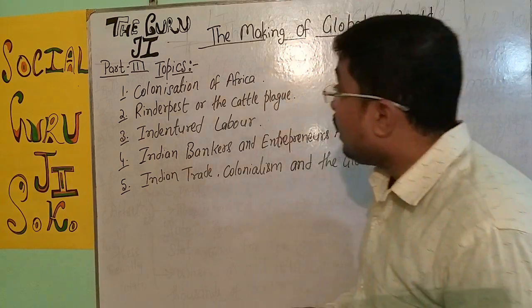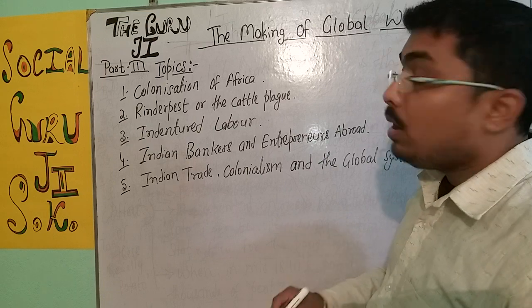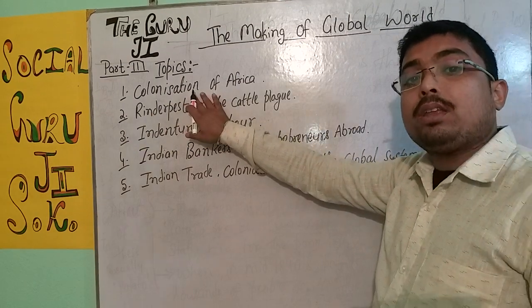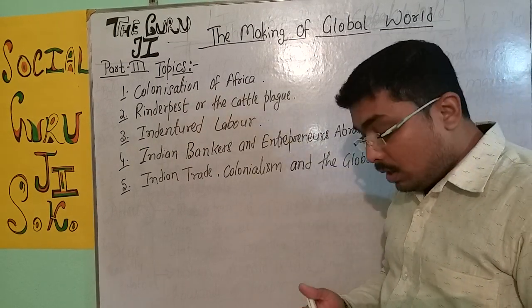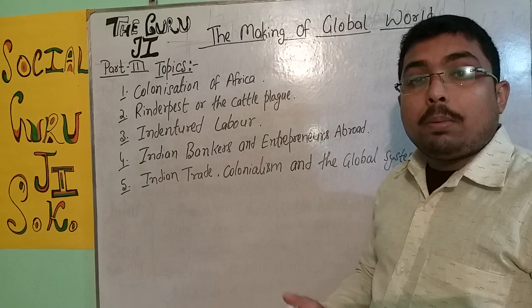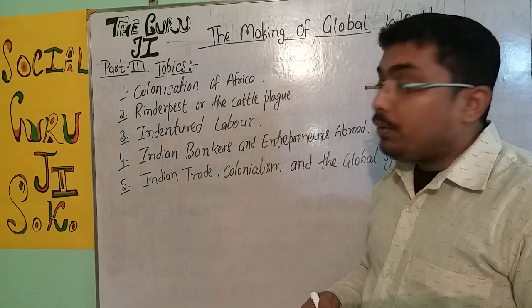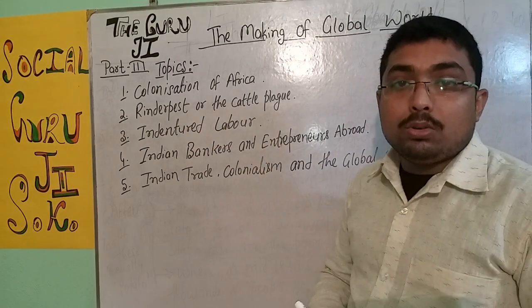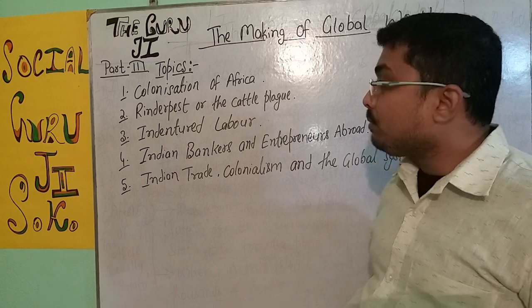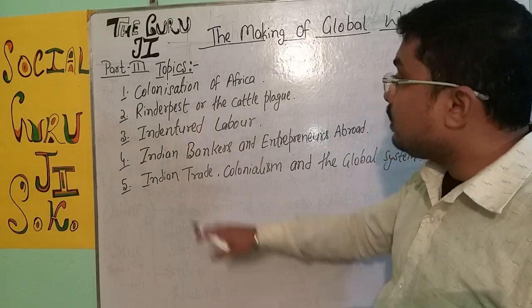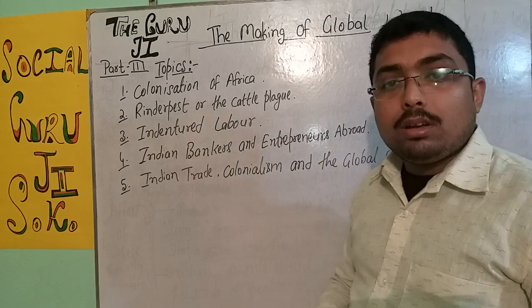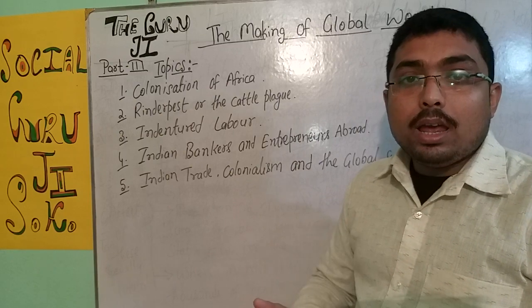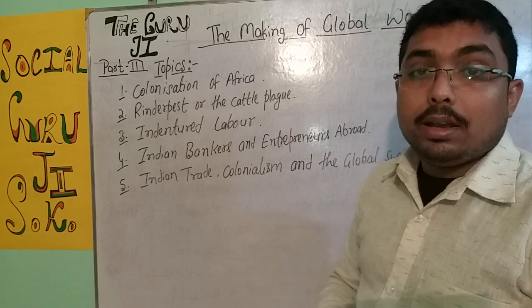So now in this third section of this video, we are going to cover the topics: colonialism of Africa, meaning how colonialism happened in Africa, how these foreign invaders, foreign colonial powers, started colonizing Africa. The second is about the Rinderpest. It is a type of cattle plague which was not usually spread in that part of Africa before colonialism. Third is indentured labor. Indentured labor means a type of hired labor. Why this system was started and what was the use of these laborers.